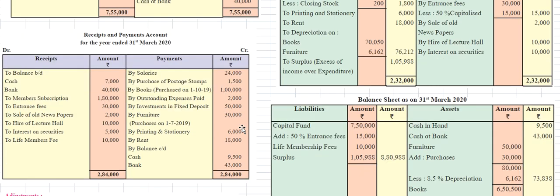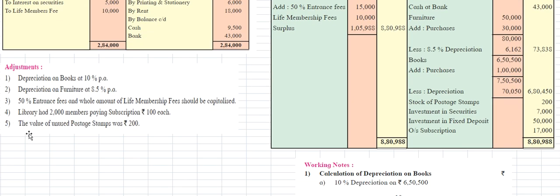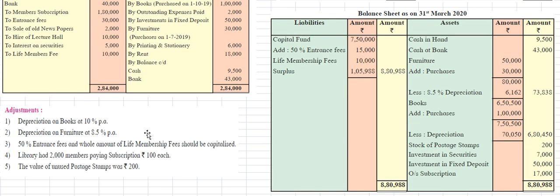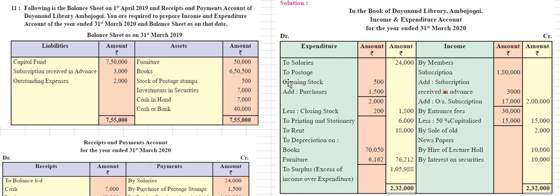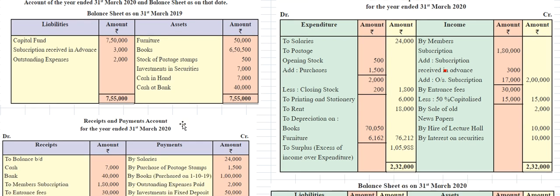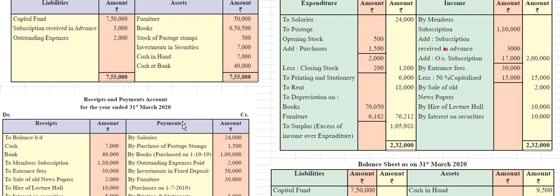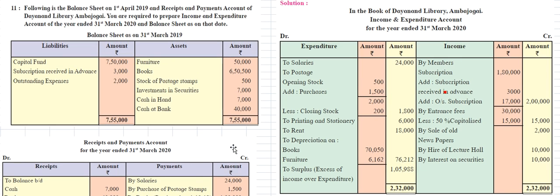We have an adjustment for the postage stamp. The value of unused postage stamps is 200 rupees. So for postage, the opening stock is 500 rupees, and add purchases. Purchases for the postage are 1500 rupees, plus 500 rupees.